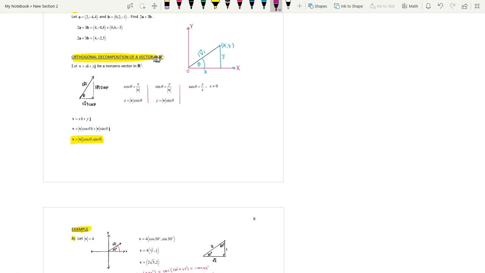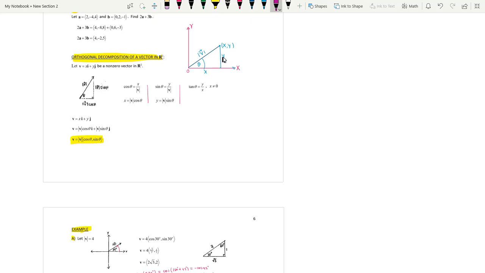The orthogonal decomposition of a vector in R2. Suppose we have a vector v, xi plus yj. That means we go x units along the x-axis and y units along the y-axis. So this is vector v, and the length of this vector is the absolute value of v. Now if you consider this triangle, this is a right-angle triangle. This angle is 90 degrees, and suppose this angle is theta. Now adjacent over hypotenuse, we know, is cosine theta. So x over absolute value of v is cosine theta, and if you cross multiply, x would be absolute value of v cosine theta.